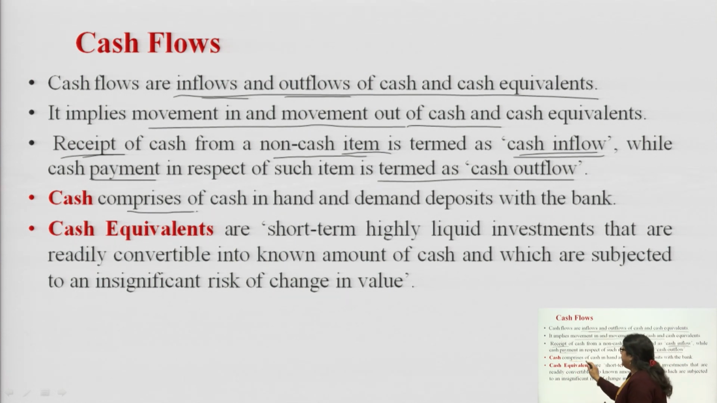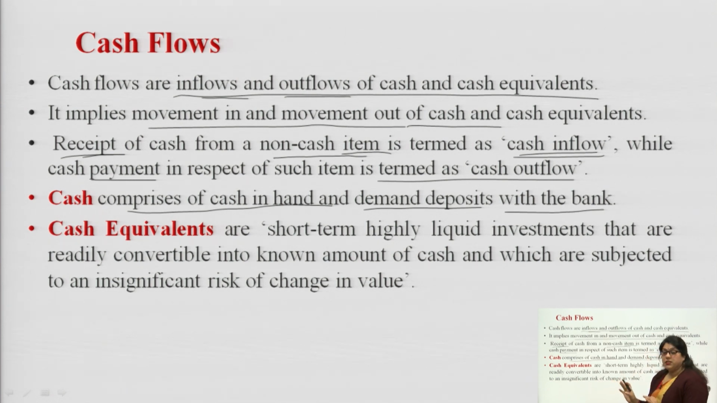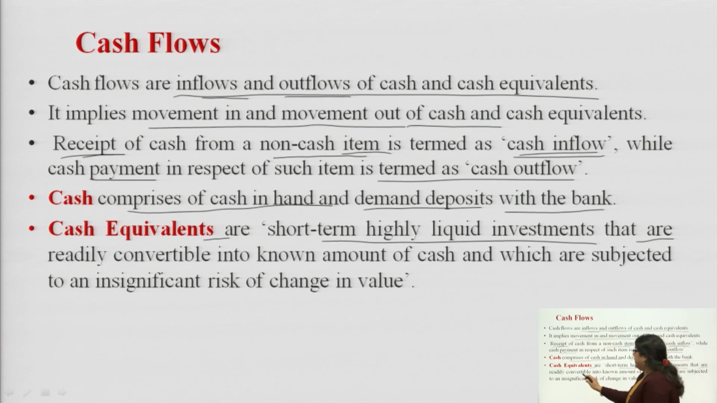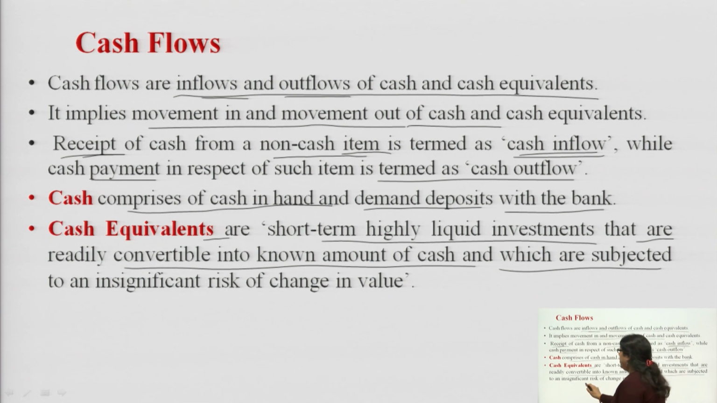Next point, it comprises the cash in hand and demand deposits with the bank. So, these are the things apart from the cash in bank that you can consider as cash. Cash means cash and the demand deposits which you have kept with the bank. What are cash equivalents? These are short term highly liquid investments. Short term means for 3 months only, not more than 3 months, that will be considered as cash equivalent, that are readily convertible into known amounts of cash and which are subject to an insignificant risk of change in value.